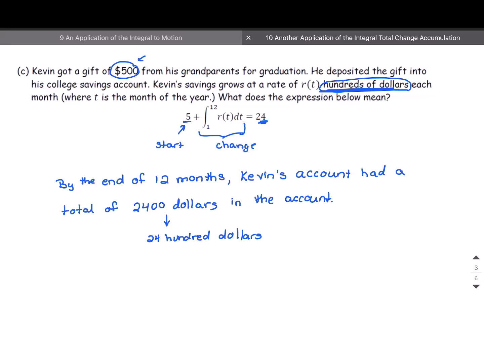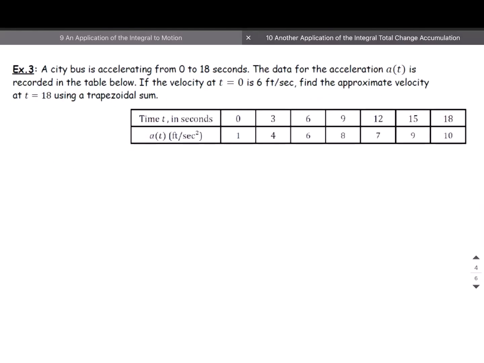Okay, good. So now we're going to look at some of these total change problems, and of course we're going to look at them numerically, graphically, and analytically. So here's a numerical problem first. A city bus is accelerating from 0 to 18 seconds. The data for the acceleration A of t is recorded in the table below. If the velocity at t equals 0 is 6 feet per second, that means v of 0 equals 6 feet per second. Find the approximate velocity at t equals 18 using a trapezoidal sum.